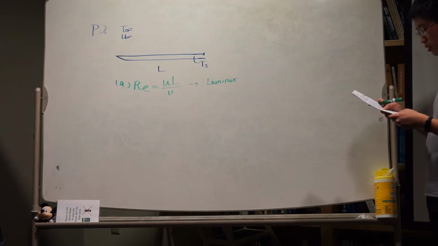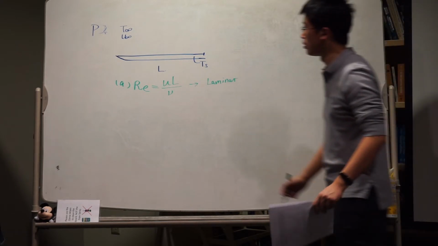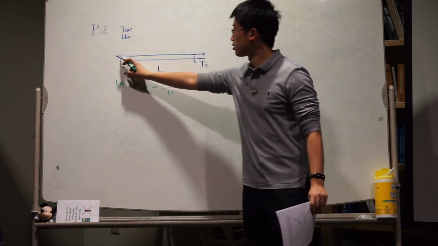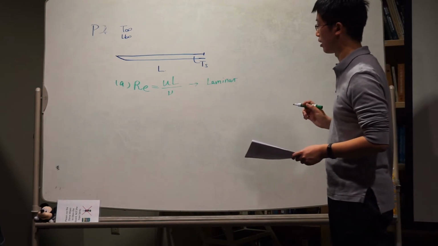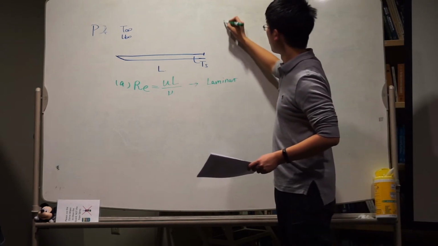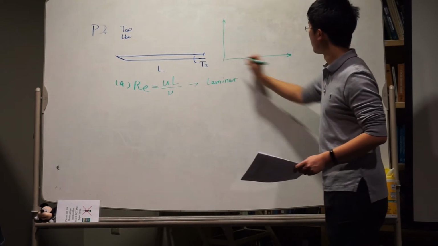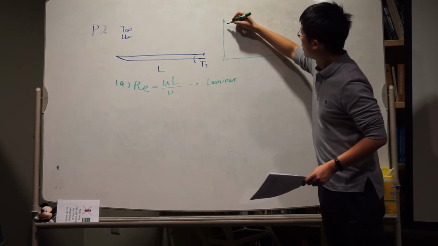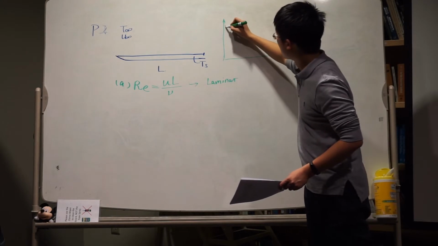Part B is asking which location of the plate has the highest surface heat flux. So this one is still a concept problem. We know the boundary layer here is the thinnest, so at the leading edge it must have the highest surface heat flux. And I want to remind you of the entire picture. This is the distance from the leading edge. We have one thing called the local convection coefficient h. This one will look like this.